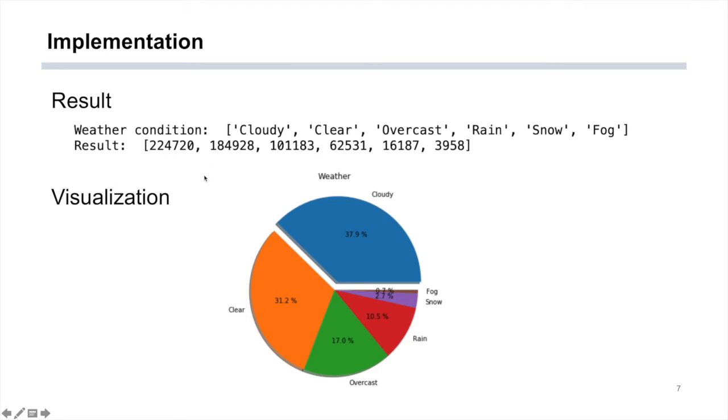And we put the weather conditions and the number of times they happened into two lists. Then we visualize it with a pie chart. As you can see, car accidents that happened on cloudy days account for the most. Then I will give you a demo.